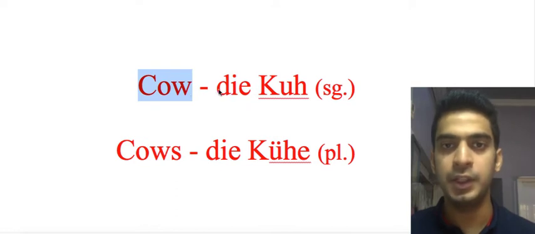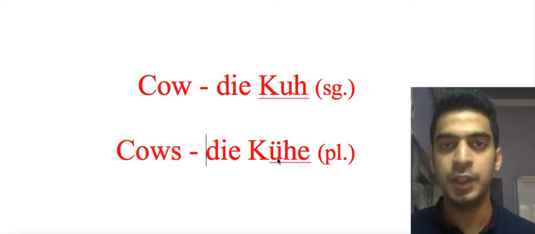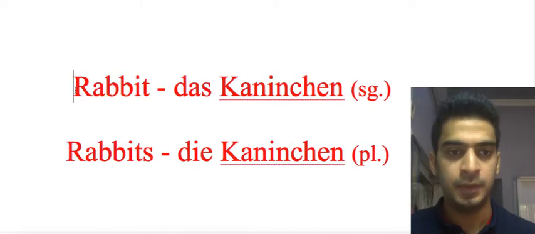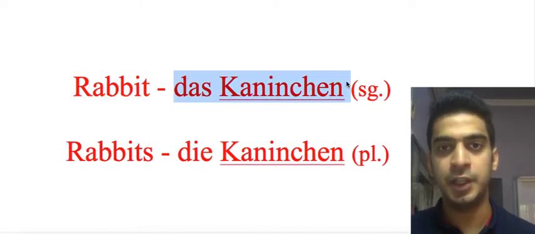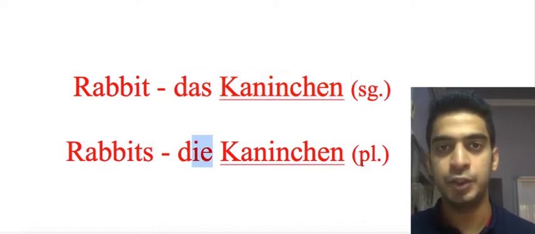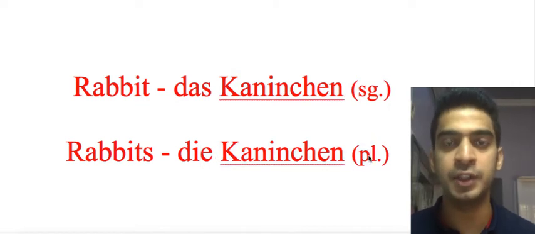Cow, die Kuh, singular form. Cows, die Kühe. In plural form we have two changes here. U is with umlaut, meaning U with two dots, and we have an extra e at the last position, die Kühe. Rabbit, das Kaninchen, singular form. Rabbits, die Kaninchen, plural form. As we can see, both the words have the same spelling, das Kaninchen, singular form, die Kaninchen, so there is no change in the spelling.